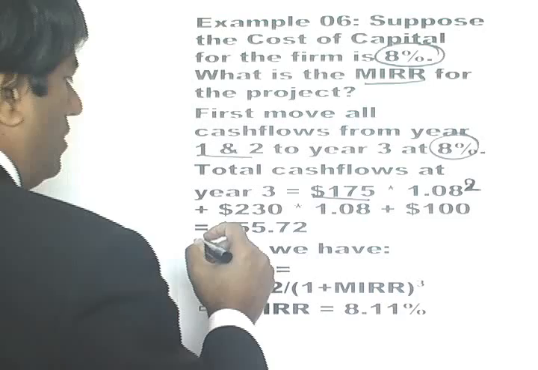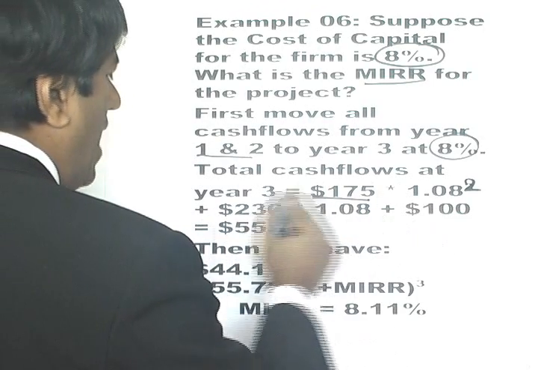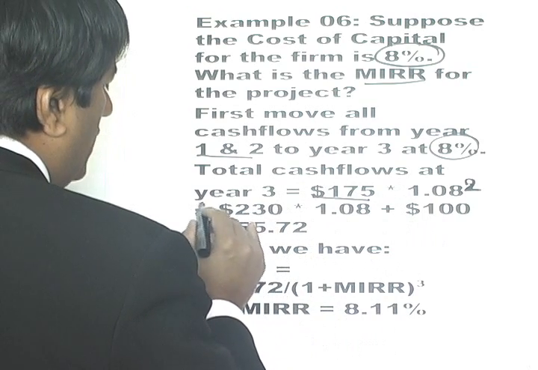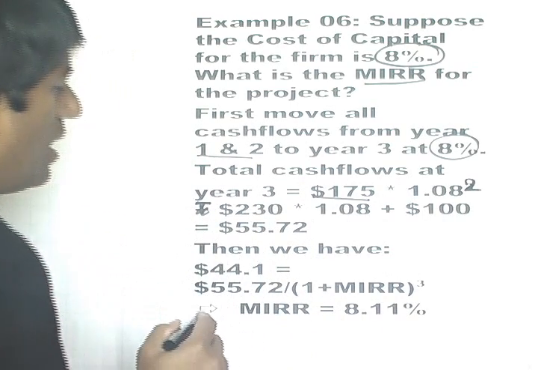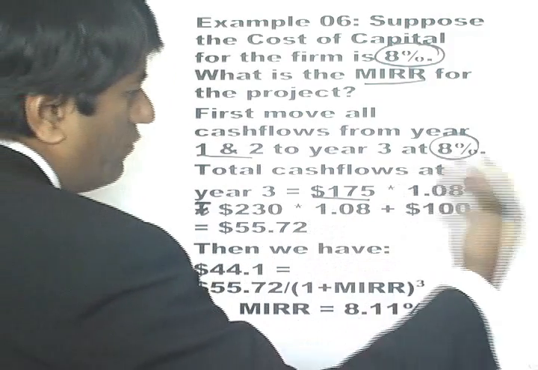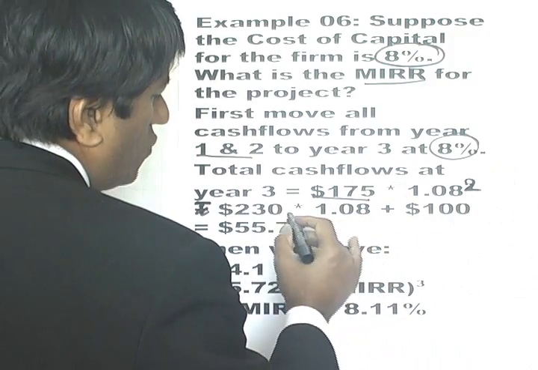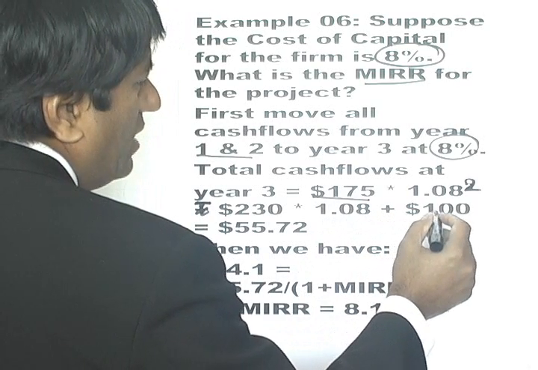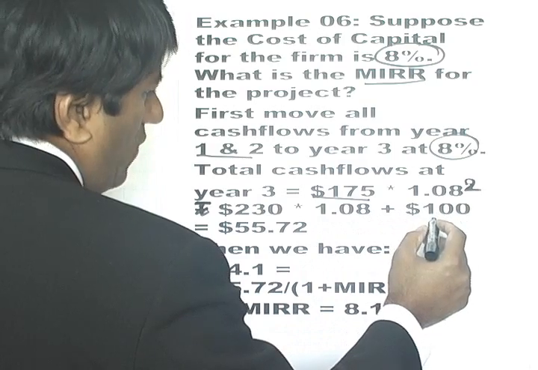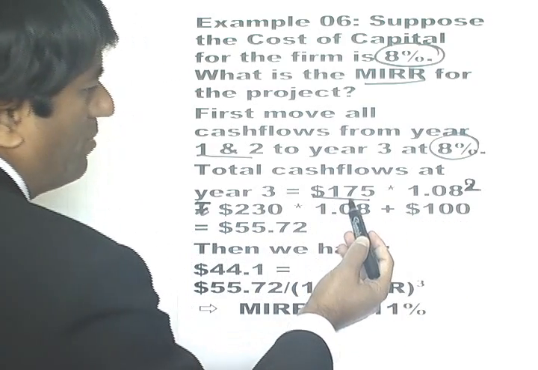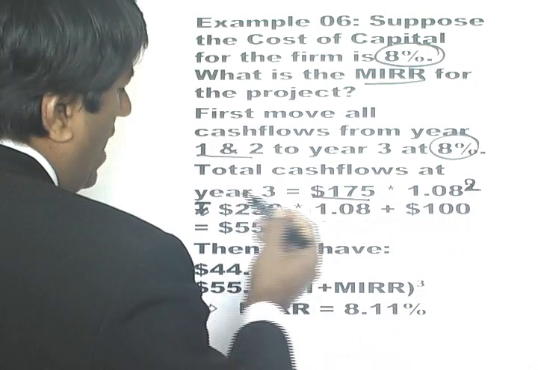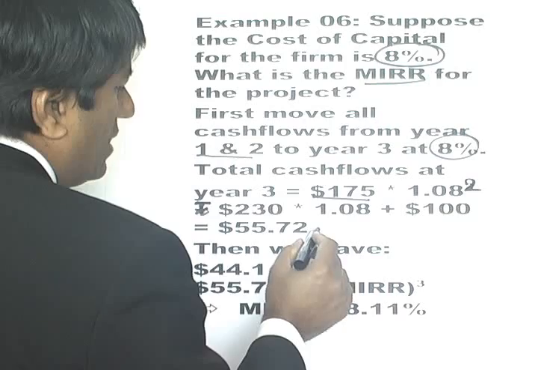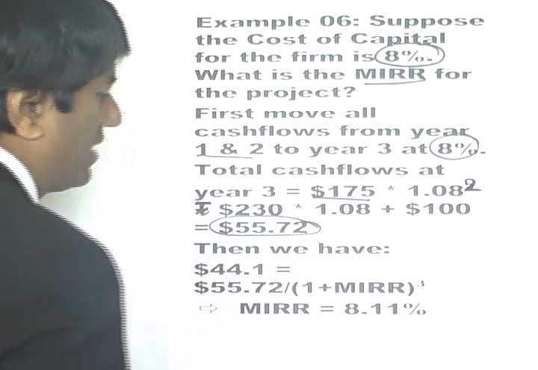And then the cash flow at year 2, which was minus 230, you move that forward at 8%, so you multiply that by 1.08. And then the year 3 cash flow was 100. So you have 175 into 1.08 squared, minus 230 into 1.08, plus 100, and you get 55.72 as the net cash flow.